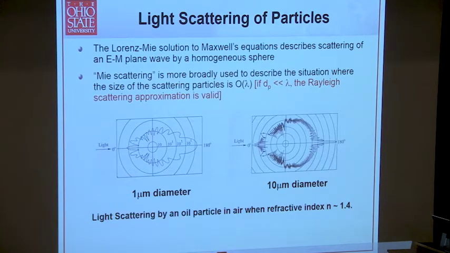So here are polar diagrams of the light scattering by an oil particle in air, and you can see the differences. Each one of these contours represents 2 orders of magnitude in intensity. So this is a 1 micron diameter, this is a 10 micron.